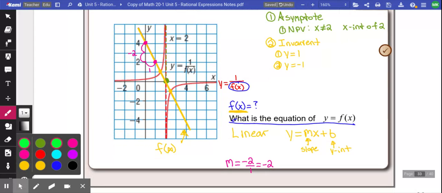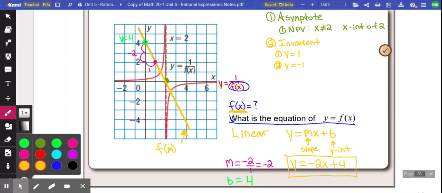My b value is my y-intercept. This is my y-intercept. It's at y equals 4. So that means my b value is 4. That means I can create my equation now. My equation is y equals negative 2x plus 4. That is what f of x would have been.